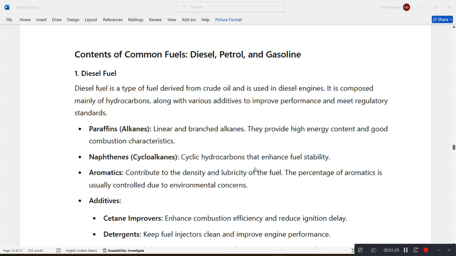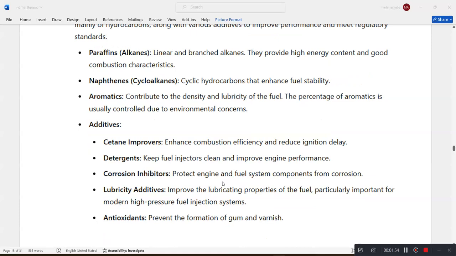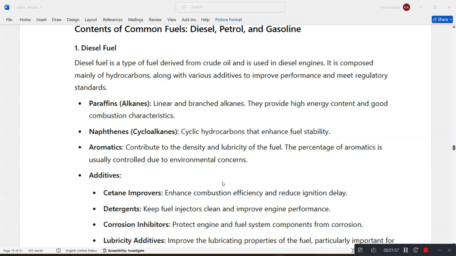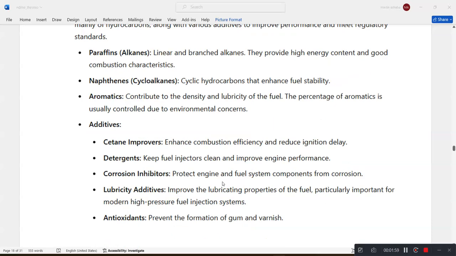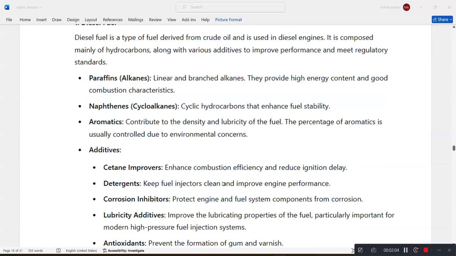For example, the case of benzene, it's not good for humans to inherit because it has some carcinogenic compounds that will result into cancer. Therefore, the percentage of these aromatics needs to be controlled because of the above concerns. The other things that we need to add to improve the efficiency of diesel.